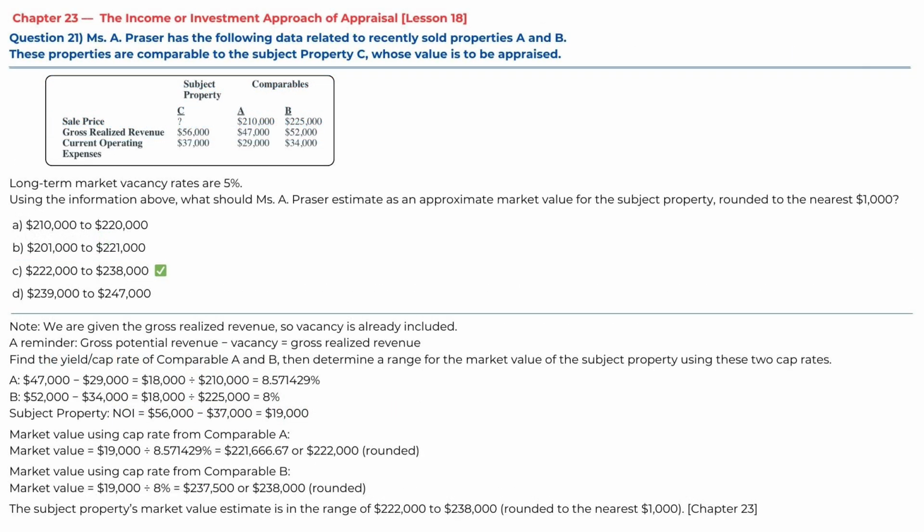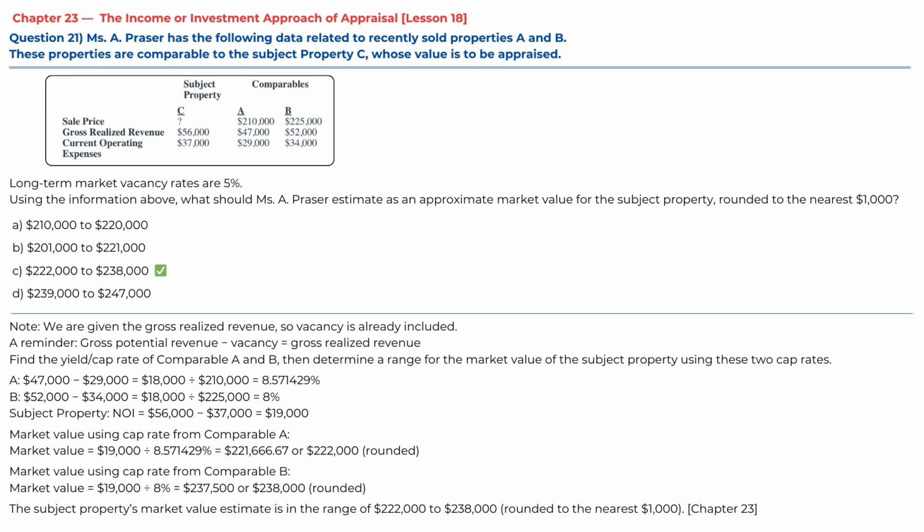Question 21. Miss A, appraiser has the following data related to recently sold properties A and B. These properties are comparable to the subject property C, whose value is to be appraised. Long-term market vacancy rates are 5%. Using the information above, what should Miss A, appraiser estimate as an approximate market value for the subject property, rounded to the nearest $1,000? Note, we are given the gross realized revenue, so vacancy is already included. A reminder, gross potential revenue minus vacancy equals gross realized revenue. Find the yield/cap rate of comparable A and B, then determine a range for the market value of the subject property using these two cap rates.